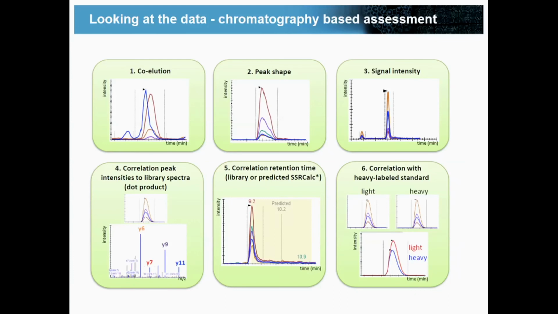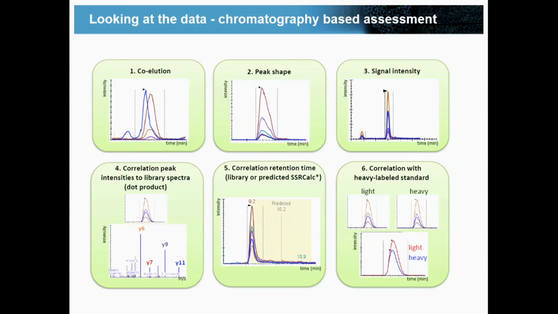So what we're looking for is coelution, peak shape, signal intensity, and these are all the chromatography-based scores, or what Ludovic referred to as extrinsic scores. So comparison of the relative fragment ion intensities to the library using this dot product metric. How far away is the peak from the predicted retention time based on this iRT prediction method? And well, we don't have a heavy isotope labeled standard in here, but if you did, you could use this. So these are the kind of chromatography-based scores.